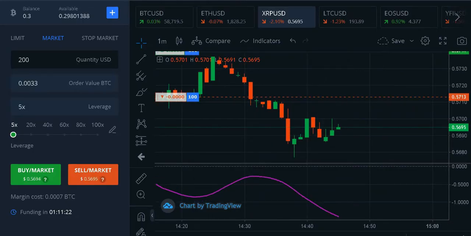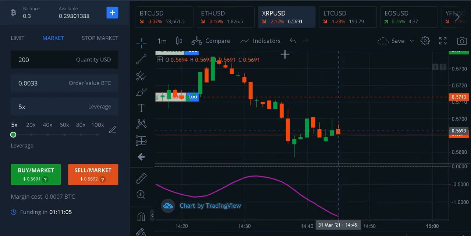I want to show you what trading with margex looks like. You can see everything you need here on one simple, uncomplicated screen, and you can get leverage. How much leverage do you want? 5x, 20x, 40, 60, 80, even 100x leverage right here on margex.